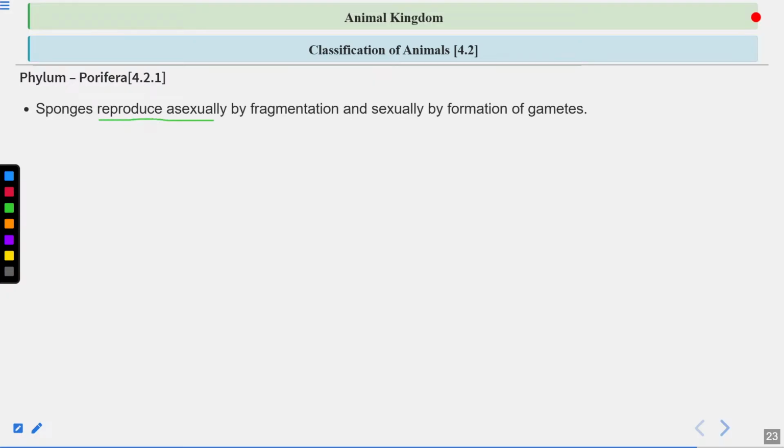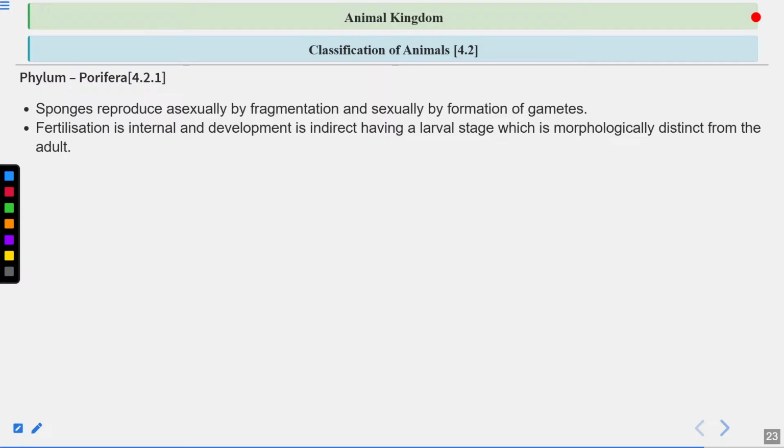Sponges reproduce asexually. Sometimes the sponges can break down and each part will behave as a new sponge, right? So there is a process of fragmentation through which the asexual mode of reproduction is seen. Sexually, they form the gametes also. Fertilization is internal and the development is indirect, having a larval stage which is morphologically distinct from the adult.